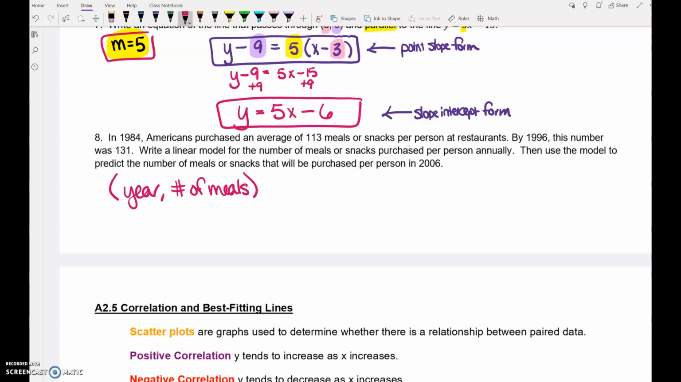Honestly, I think it's easiest to use 1984, 113 meals or snacks per person, 1996, and then the number is 131. You'd find your slope, write the equation, and then you'd use an x value of 2006 to figure out how many meals or snacks were purchased per person in 2006. So we're not going to go through that whole process. I just wanted to give you a glimpse of what that's going to look like. I want you to work that out on your own in your assignment.